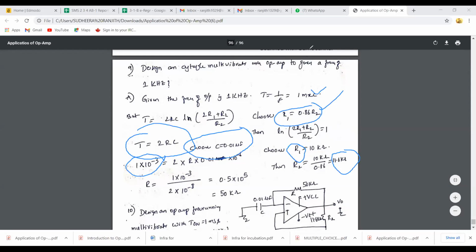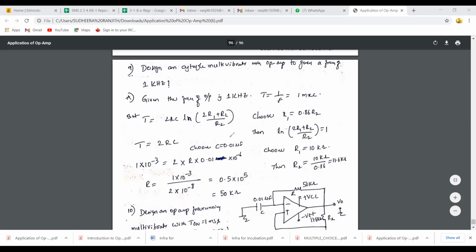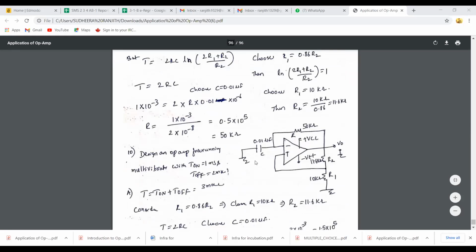చూస్ c ఈక్వల్ టు 0.01 మైక్రోఫారడ్. దెన్ యూ కెన్ క్యాలిక్యులేట్ r, రైట్? Yes, sir. r ఎంత వచ్చింది? 50 kilo ohms. సో r వచ్చింది, c తెలుసు, r1 తెలుసు, r2 క్యాలిక్యులేట్ చేసాం. దెన్ యూ కెన్ డ్రా ద సర్క్యూట్ అండ్ ప్లేస్ ద వాల్యూస్. 0.01 మైక్రోఫారడ్, 50 kilo ohms, 11.6, 10 kilo ohms.